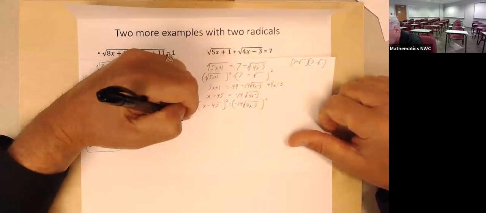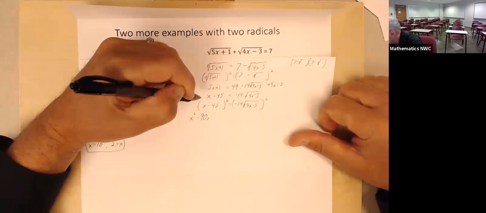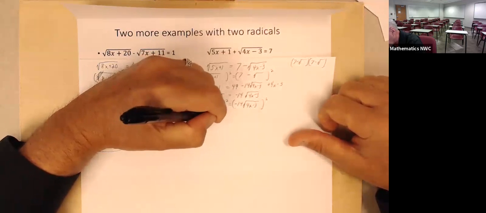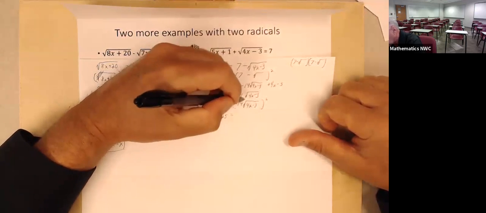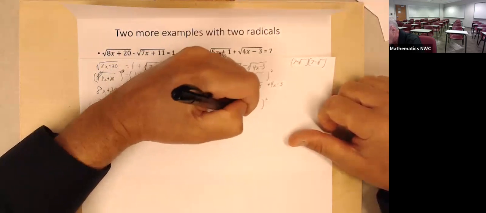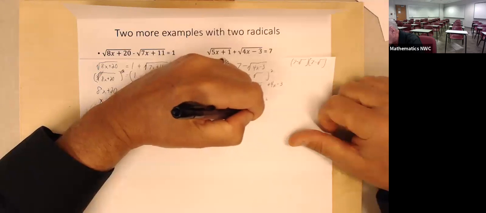This is a FOILing problem. So I get a negative 90x. 45 squared is 2025. Negative 14 squared is 196. Radical squared, the radical drops out, so you just have parentheses.